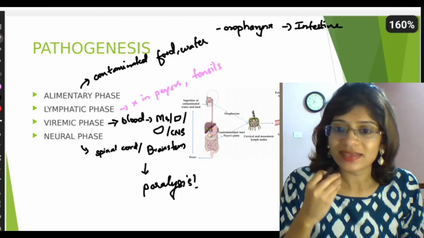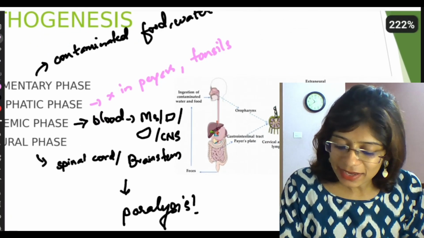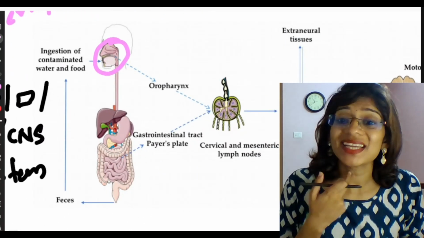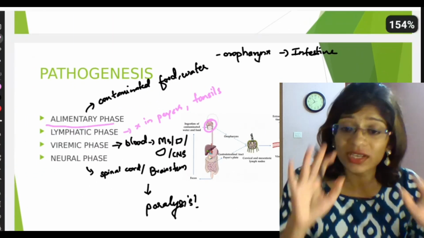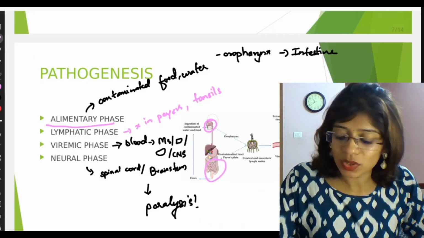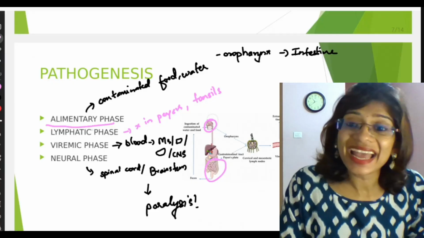Now, once the virus enters through the oral route, it reaches your oropharynx. It reaches where, guys? The oropharynx, and then it goes down and reaches your intestines. So first it affects your gut, your gastric system. That is called the alimentary phase.